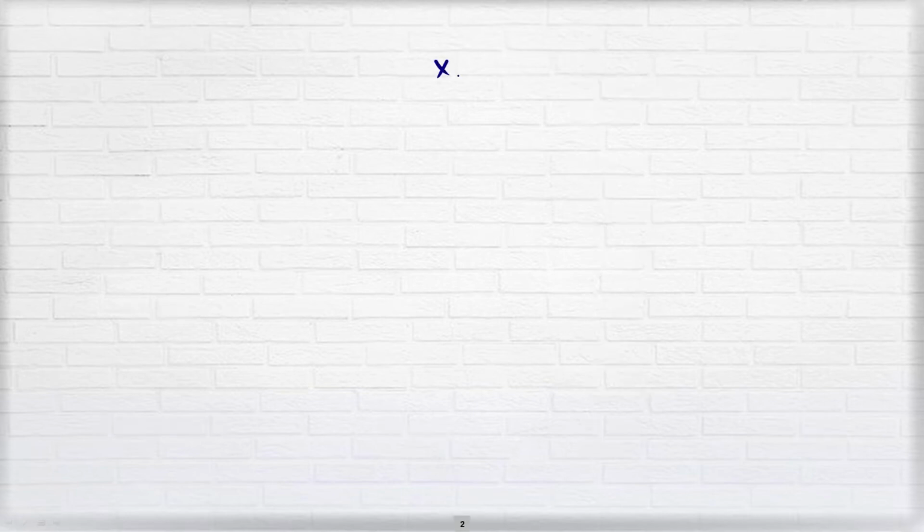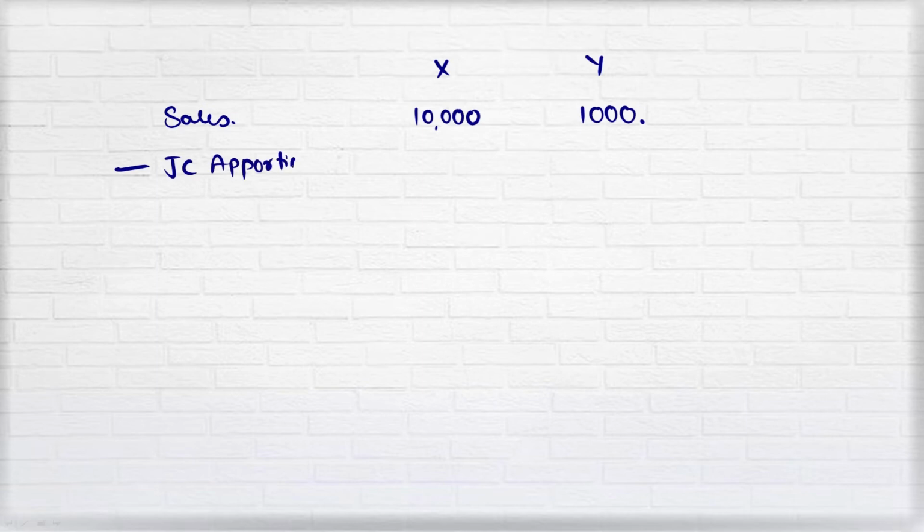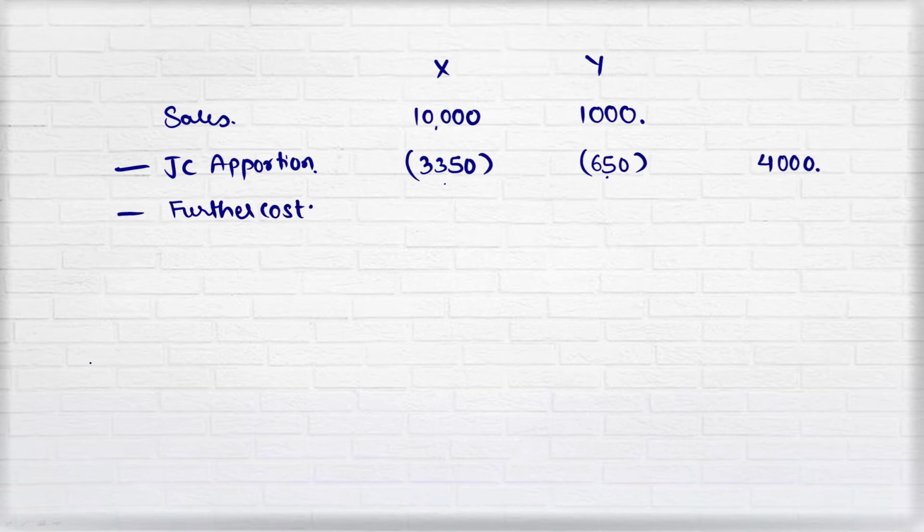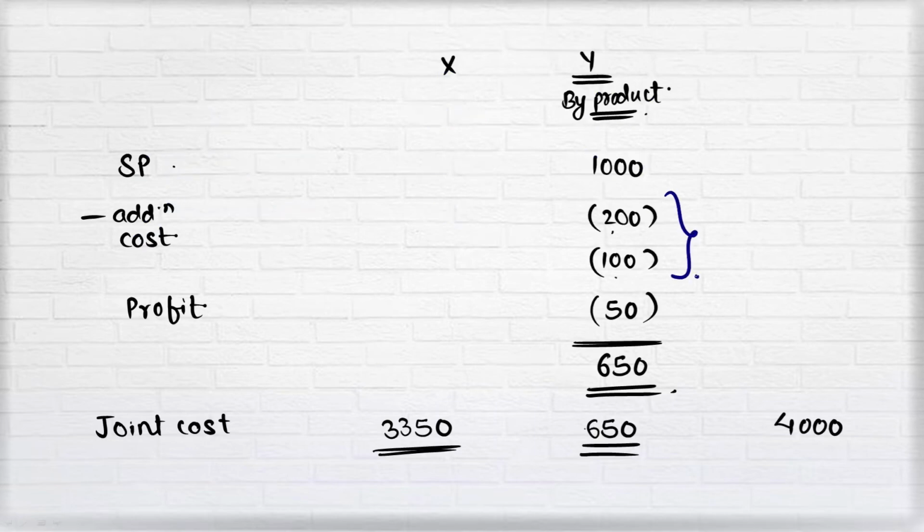Let me draw the profitability chart. You will get it. X and Y. What is the sales value of X? 10,000. What is the sales value of Y? 1,000. Minus joint cost apportioned. What is joint cost apportioned of X? 3350. What is joint cost apportioned of Y? 650. Total is 4000. Minus further cost. What is further cost of X? 0. What is further cost of Y? 300. It is not 350. 50 is profit, right? So it is 300.